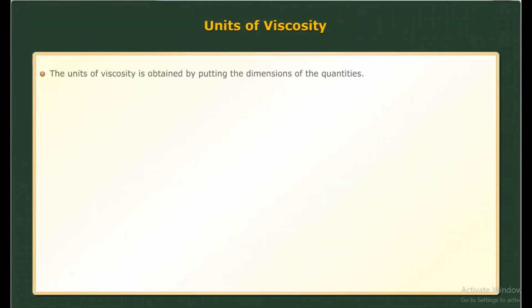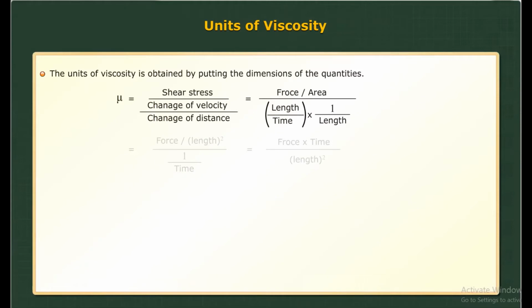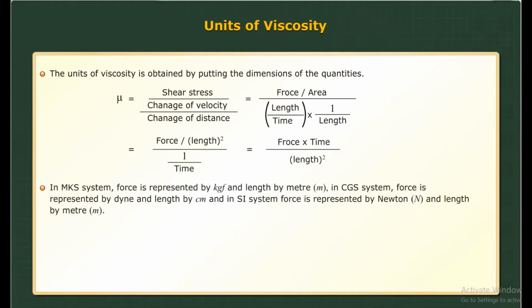Units of viscosity. The units of viscosity are obtained by putting the dimensions of the quantities. In MKS system, force is represented by kgf and length by meter m. In CGS system, force is represented by dyne and length by centimeter cm. And in SI system, force is represented by Newton N and length by meter m.